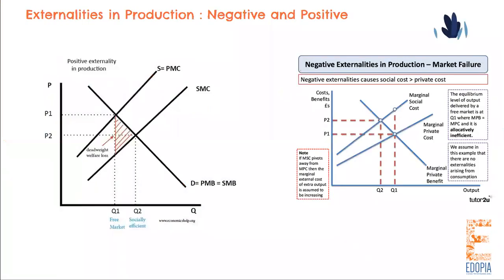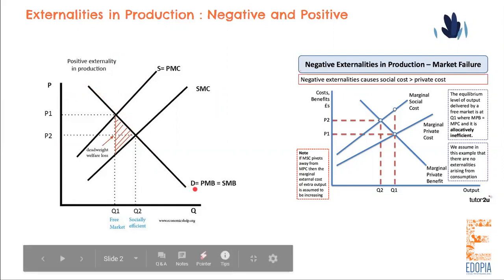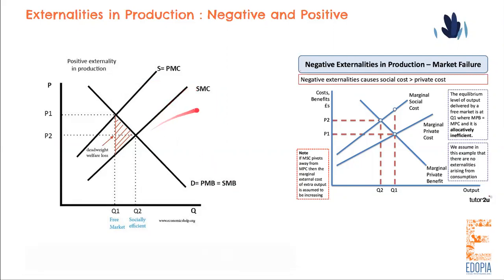First, if we look at externalities in production, the first one is positive externality in production. Positive externality occurs when there's underconsumption or underproduction of a merit good. So this curve shows the demand side, which is also equal to private marginal benefit that also equals social marginal benefit. Whereas on the supply side, there is social marginal cost, which is not definitely equal to private marginal cost.